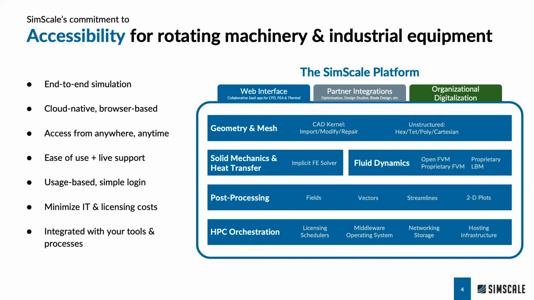Now, of course, economics play a huge role in making this technology truly accessible. It's not all about just the browser-based cloud accessibility. Traditional simulation platforms and desktop HPC applications require a huge economic investment. So economics play a big role in making this truly accessible to the market, and we address this challenge by minimizing IT and licensing costs through usage-based pricing and automated HPC orchestration.